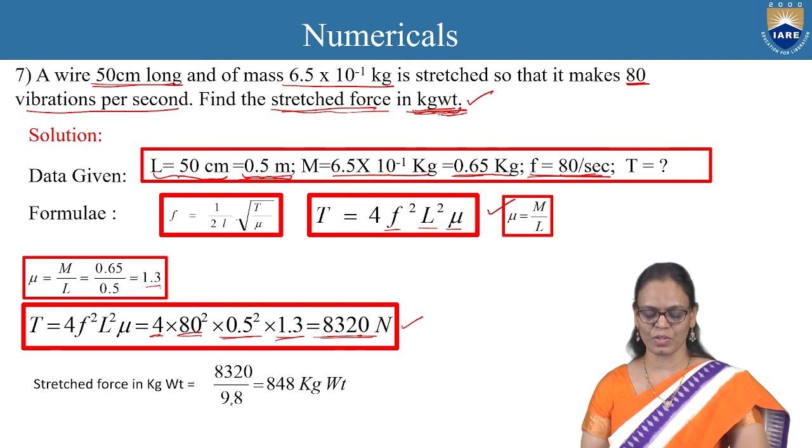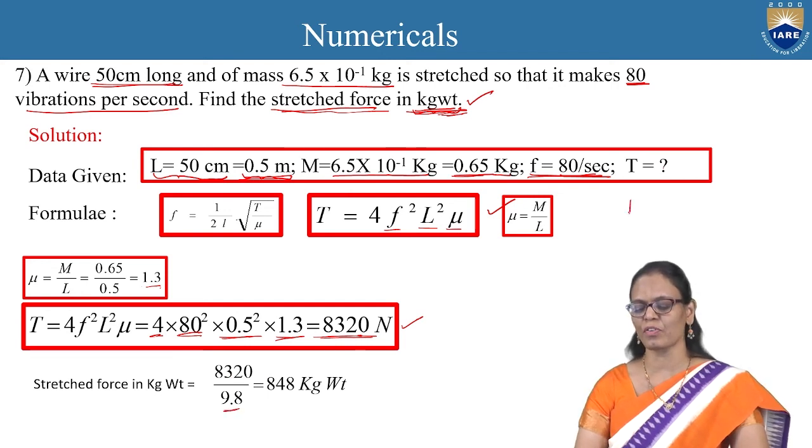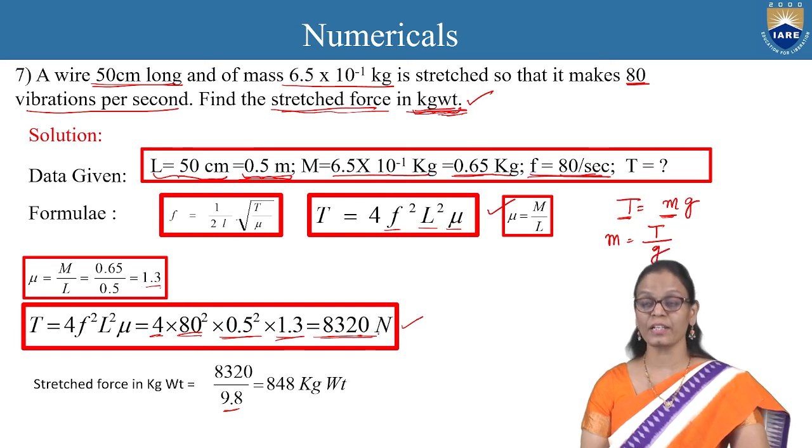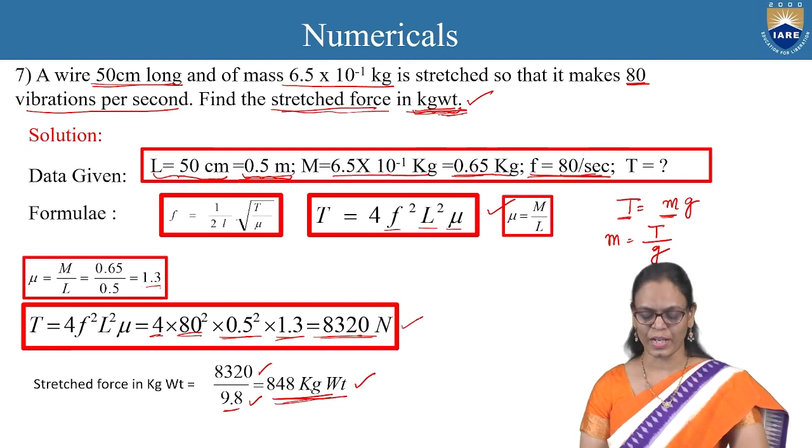So 8320 divided by 9.8, because I have given the formula T is equal to mg. If we have got the tension, we know the mass, or we have to find the mass. So m will be equal to T upon G. The tension here we got as 8320 newtons divided by G, acceleration due to gravity, 9.8. So we get 848 kilogram weight. So it is 848 kilogram, or we call it kilogram weight.